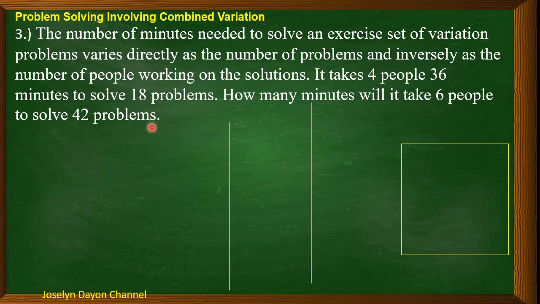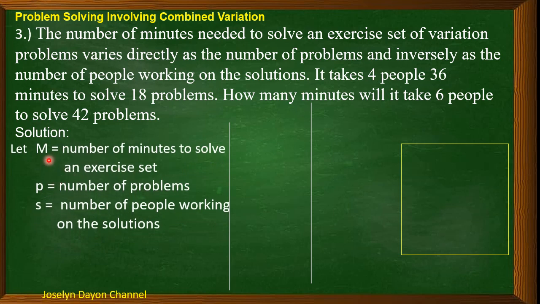So we have to assign first a certain variable to represent the quantity. So we have M as the number of minutes to solve an exercise set. We will represent P as the number of problems and S as the number of people working on the solutions.